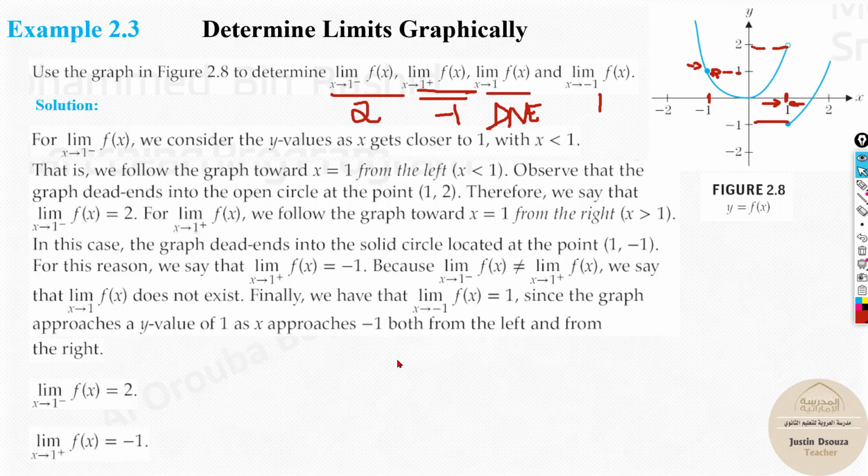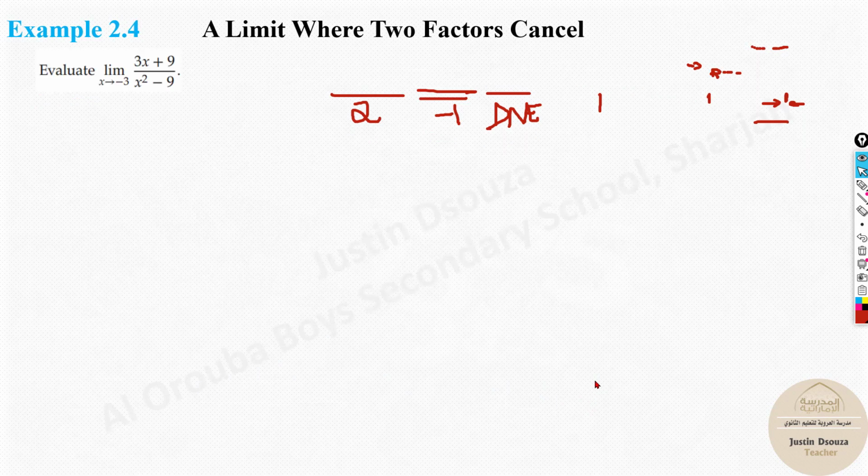So these are the answers. This is the explanation. We can see the first answer from the left side is 2, right side is -1. So it does not exist. They are not equal, the one-sided limits. And this was, yes, both sides equal, it's 1.